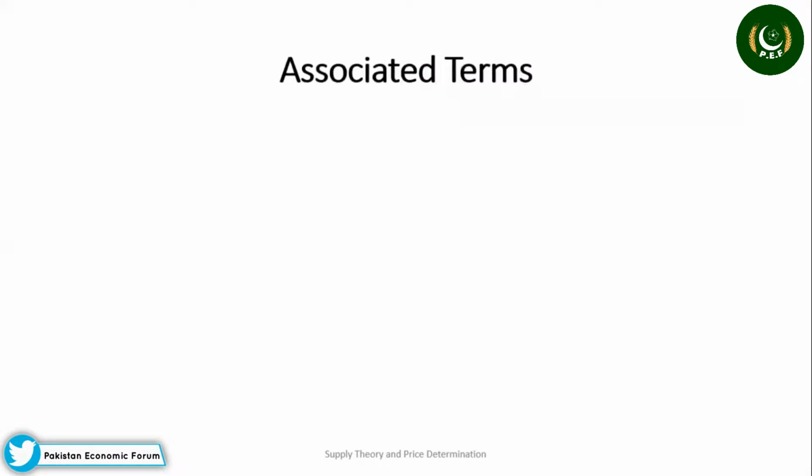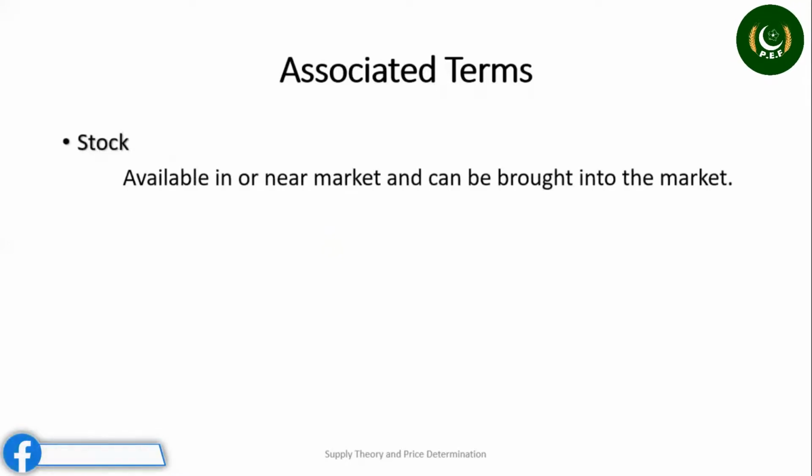Now, let's discuss some associated terms before we discuss the law of supply. First of such terms is stock, which refers to the total quantity of a commodity that is available in or near the market but can be brought into the market for sale at short notice. However, the supply will refer to the quantity that the producer will be willing to sell. Hence, supply may be equal to stock or may be less than the stock.